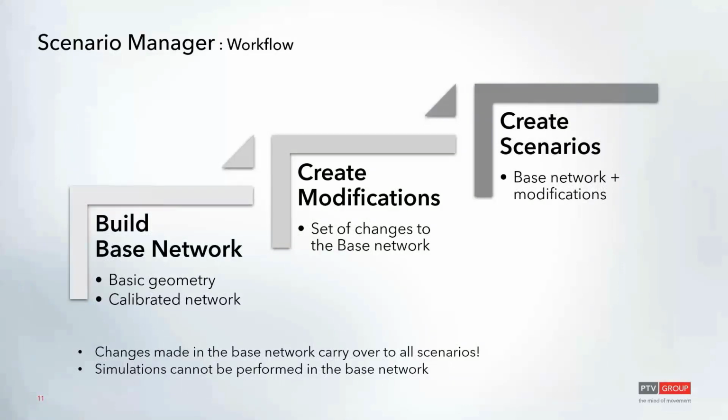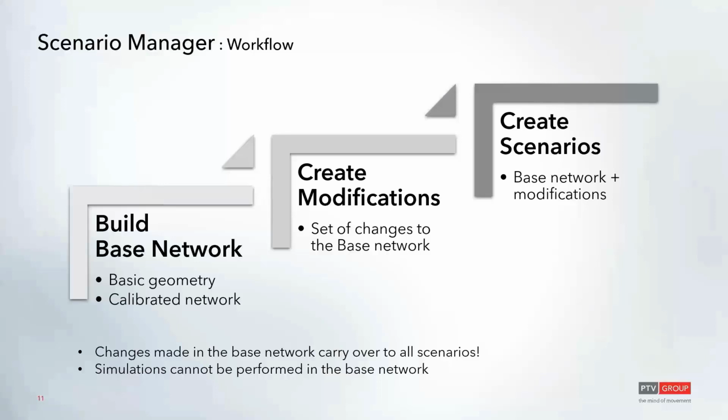So Scenario Manager has a few different components, and the first is going to be that base network. And the base network is going to contain all of that basic geometry that's in the network and include any changes that you made to calibrate the model. So once you have the base network created, that's typically when you'd go ahead and place the model under scenario management. And then from there, you can start making some changes to the base network.